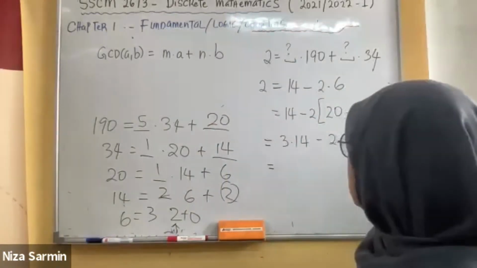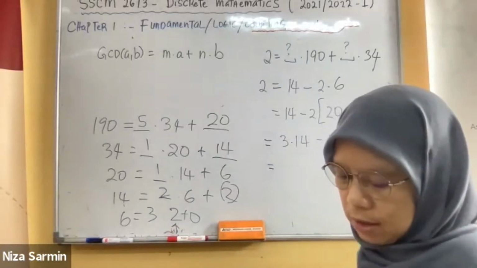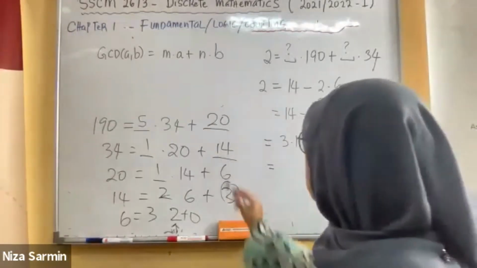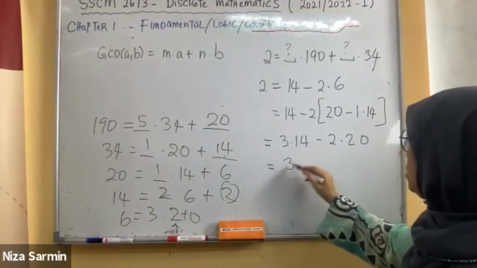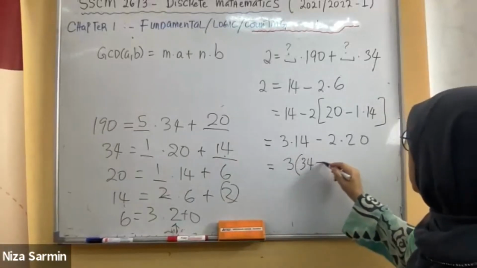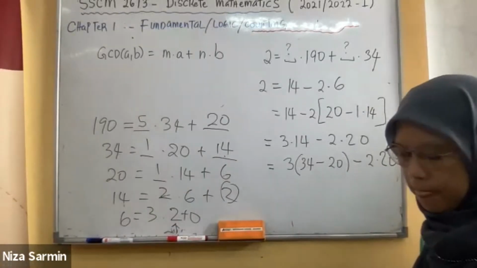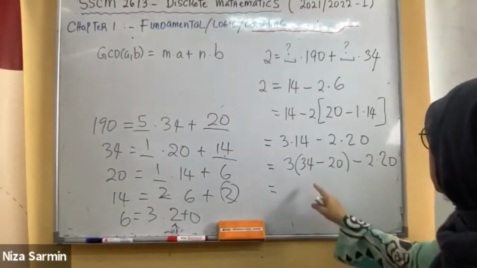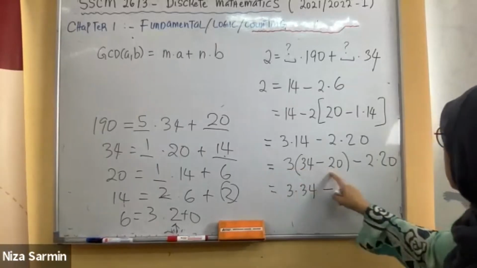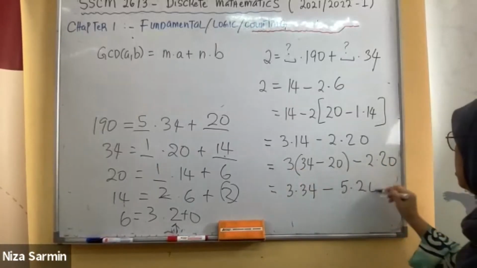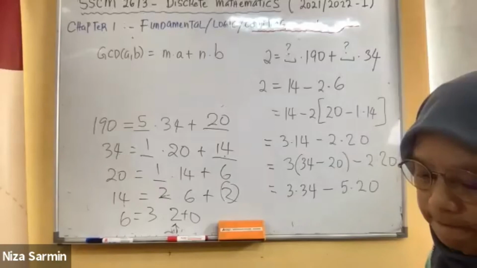Okay, now we want to replace, yeah? We want to replace going up. That 14 here is 34 minus 20. So 14 is 34 minus 20. And then we have another 20 here. So this is 3 times 34 minus 320, 220, 520. Don't multiply out because we want to find the multiplication.